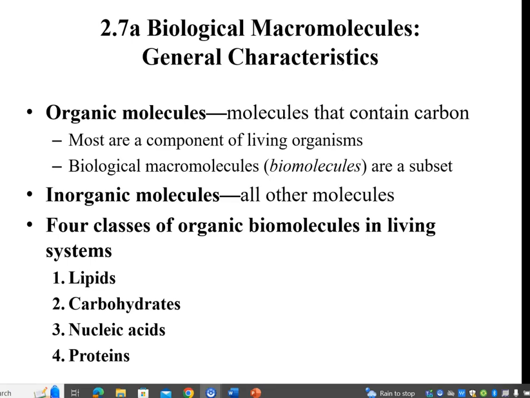The four classes of organic biomolecules in living systems are lipids, these are your fats; carbohydrates, these are things like sugars and starches; nucleic acids, this is your DNA and your RNA; and proteins. And remember, proteins are made up of building blocks called amino acids.